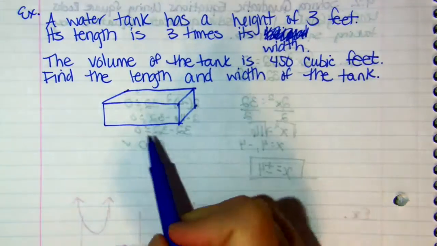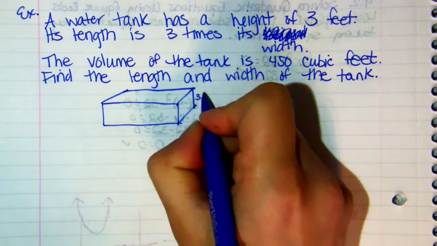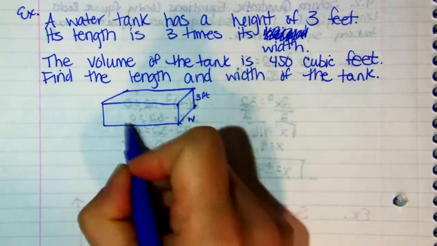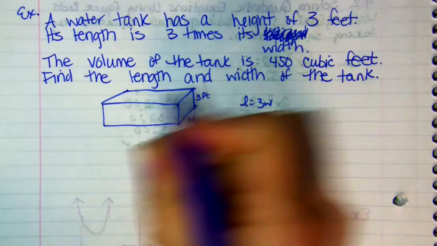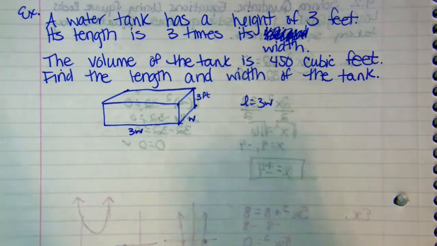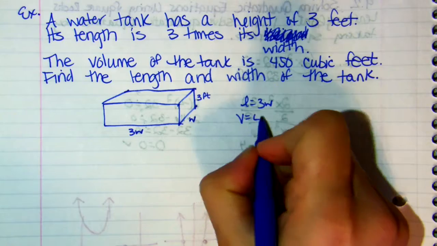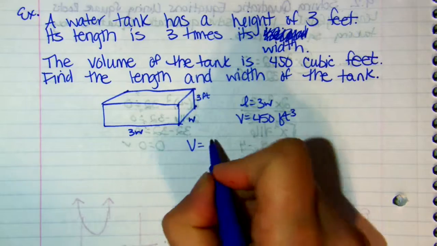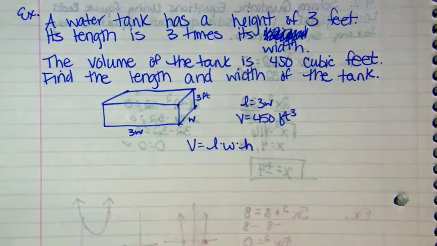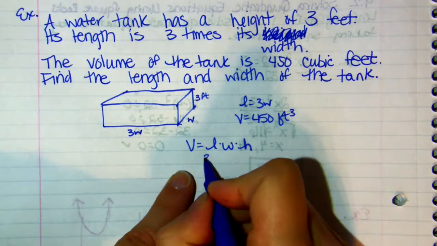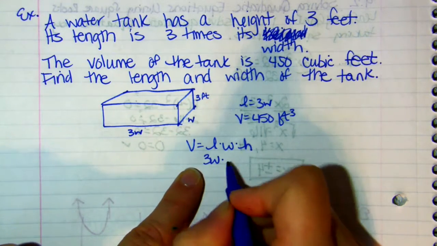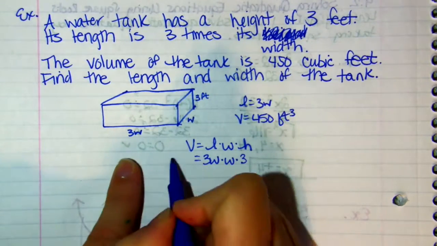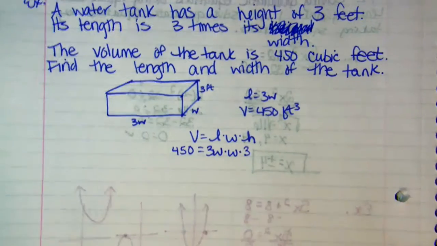Okay, we have this rectangular tank here where we have 3 feet high, but we don't know the length or the width. But we do know that the length is 3 times the width. And then our total volume is 450 cubic feet. So remember, volume of a rectangular prism is length times width times height. So let's substitute in 3w, or 3 times our width, for our length, and let's substitute in 3 feet for our height, and then we know that our volume is 450 cubic feet.